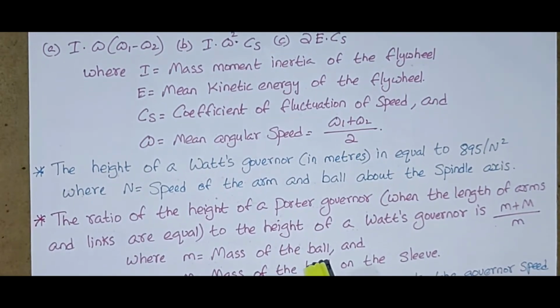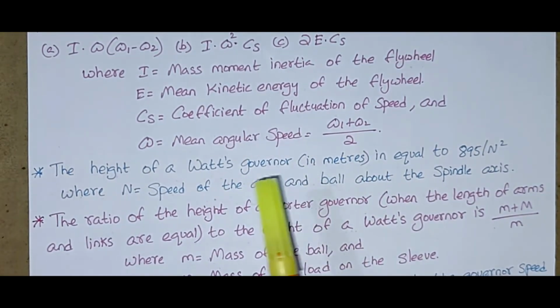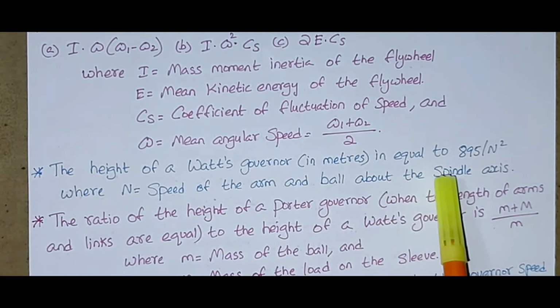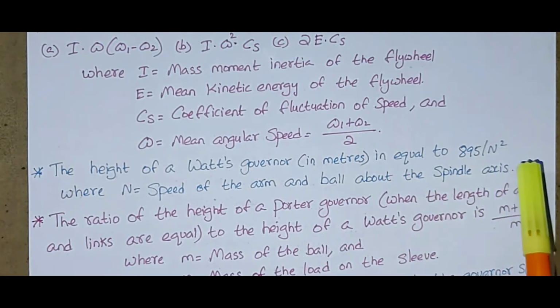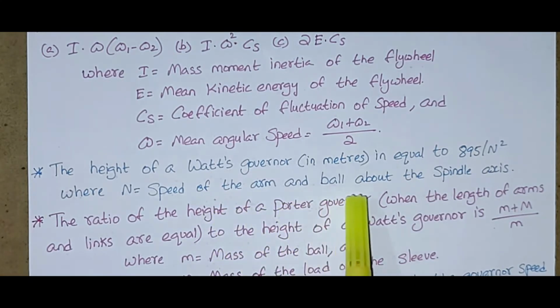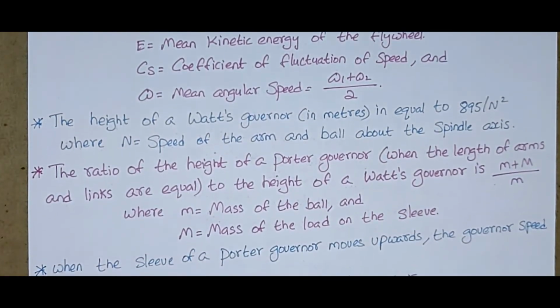Okay, now we will discuss these governors. The height of a Watt's governor in meters is equal to 895 by N square, where N is the speed of the arm and ball about the spindle axis. So the ratio of the height of a Porter governor, when the length of arms and links are equal, to the height of a Watt's governor is (m plus M) by m, where small m is the mass of the ball and capital M is the mass of the load on the sleeve.